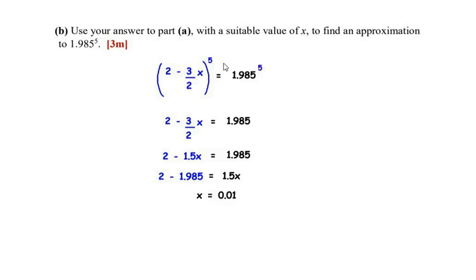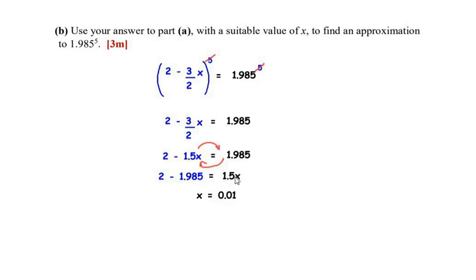Now since the powers are the same on both sides of the equal to sign, we can cancel out the powers. So this gives us 2 minus 3 over 2x is equal to 1.985. Now in the next step, I have written 3 over 2 as 1.5. So 2 minus 1.5x is equal to 1.985. Now let us take the x term on the right hand side and 1.985 on the left hand side. So we get 2 minus 1.985 is equal to, now the negative term becomes positive, giving us 1.5x.